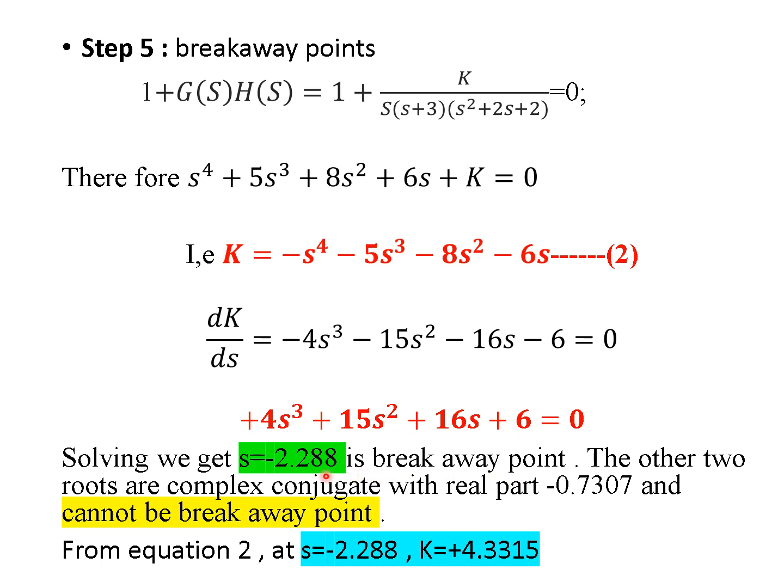Why? Because at this value the root locus exists. The other two roots are complex conjugates with real part minus 0.7307 and cannot be breakaway points, because firstly they are complex conjugates, and secondly there is no root locus at that value. So from equation 2 we substitute the value s is equal to minus 2.288. The value of k obtained is plus 4.3315.